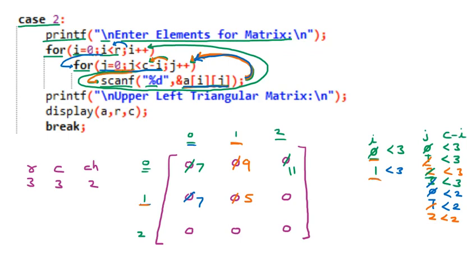Again going back, increasing j to 2, checking the condition, 2 less than 2, false. So after the false condition it will be going back. So what is going to happen here? I is incremented, so I is 2, checking the condition, 2 less than 3, fine. Coming down, j will start from 0, and c minus I, 3 minus 2, is 1. So is 0 less than 1? Yes.